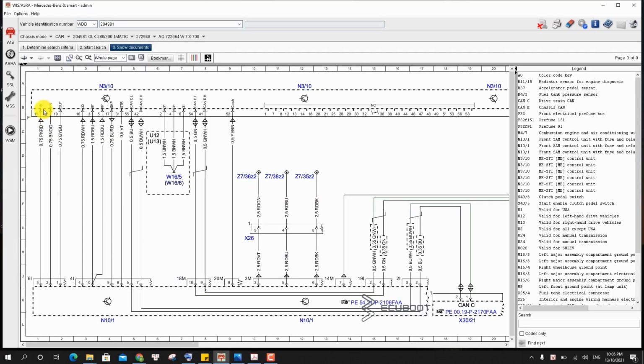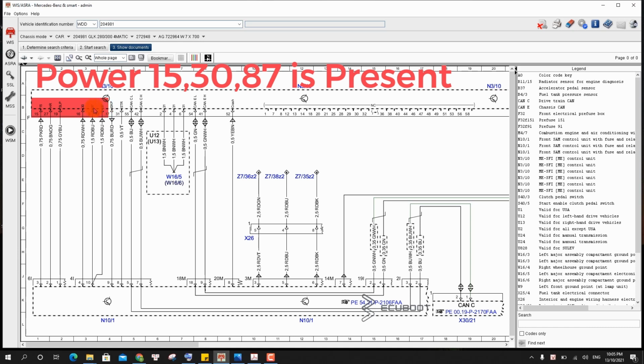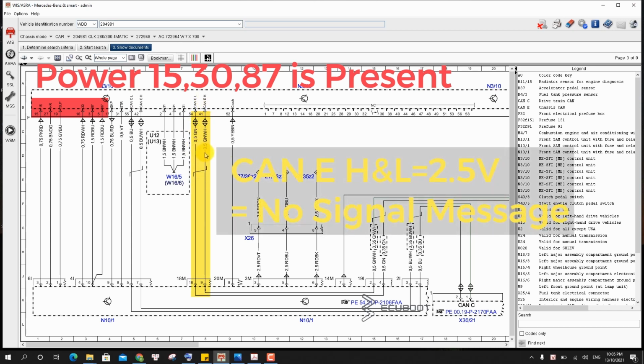This is the wiring diagram of our ECM N3/10. I've already checked the power 15, 30, and 87 of this ECM. All powers are present, as well as ground 2. But when we measure CAN E high and low, there was 2.5 volts, which means that the communication doesn't convey any message, which obviously means that there's something wrong with this control unit.